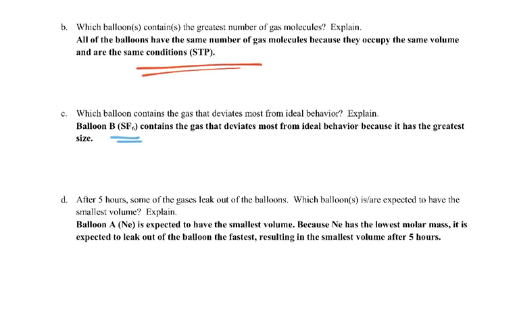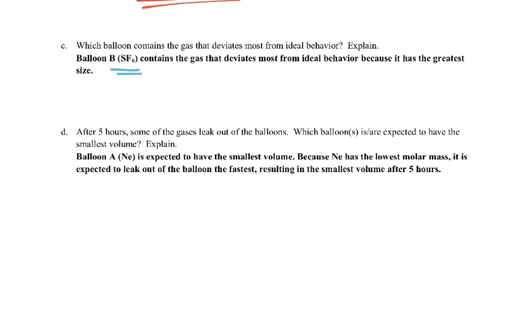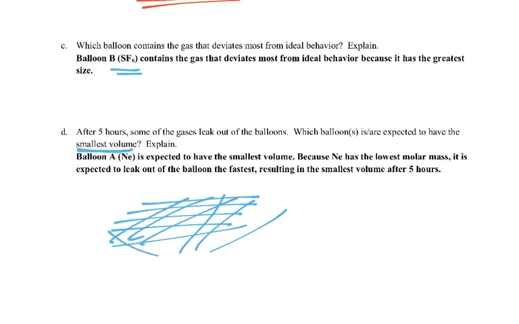Okay, SF6. Okay, after 5 hours, some of the gases leak out of the balloons. Which balloons are expected to have the smallest volume? Okay, so you remember that the rubber is just a whole bunch of different strands of stuff, and the particles can escape through these little holes. It's not that the holes are big compared to the particles. It's which ones are moving the fastest. So the fastest particles are going to escape the quickest.